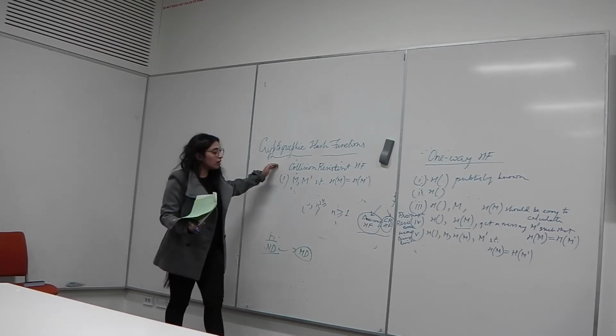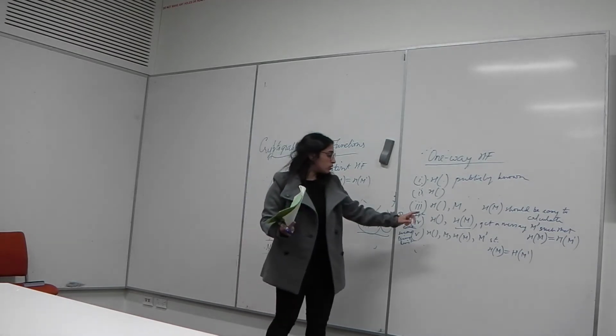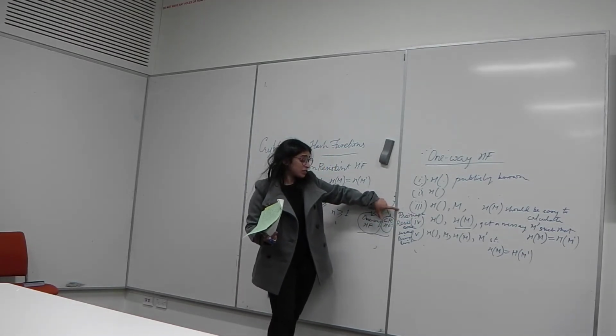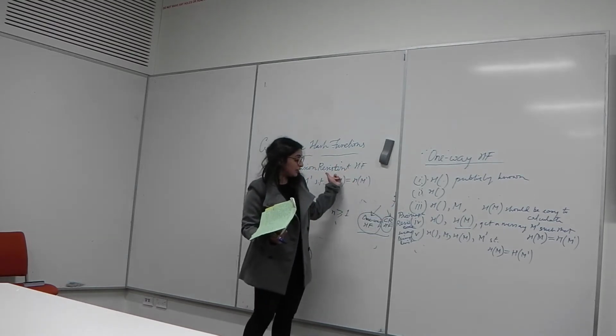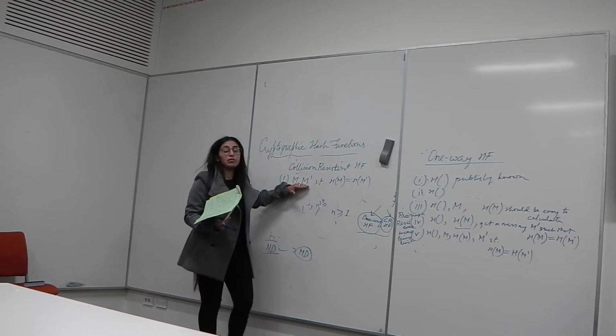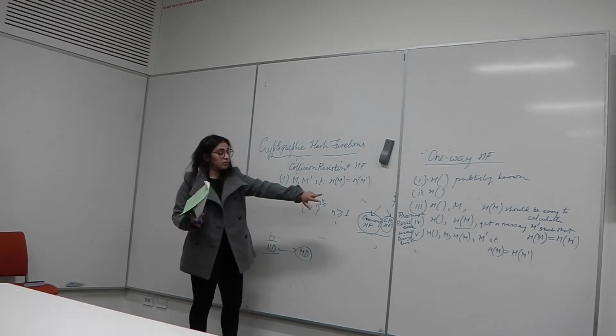Attacking the pre-image resistance property is relatively difficult compared to this, and this is also relatively difficult compared to this, but this is easier than these two attacks.